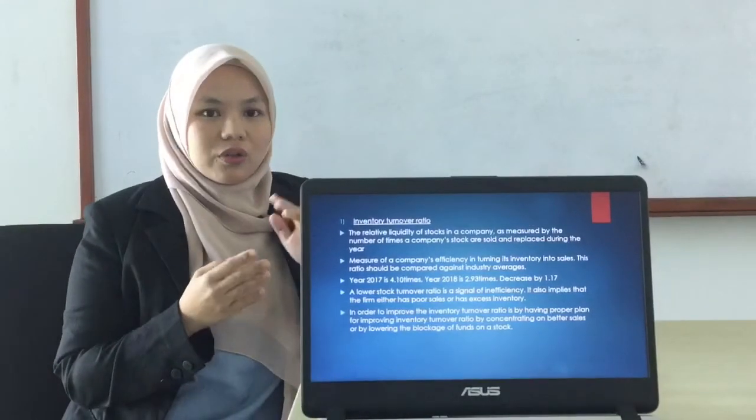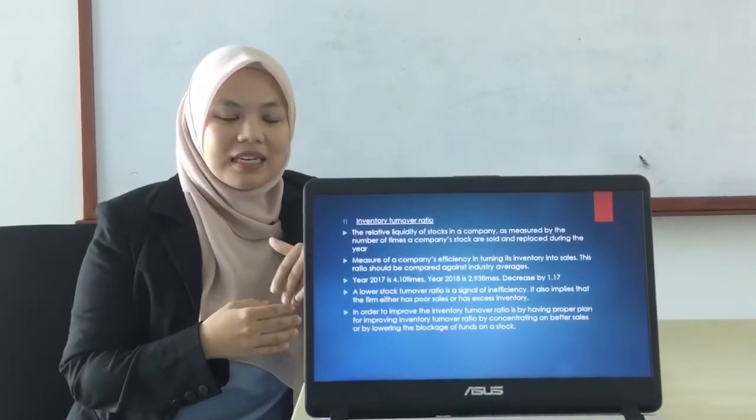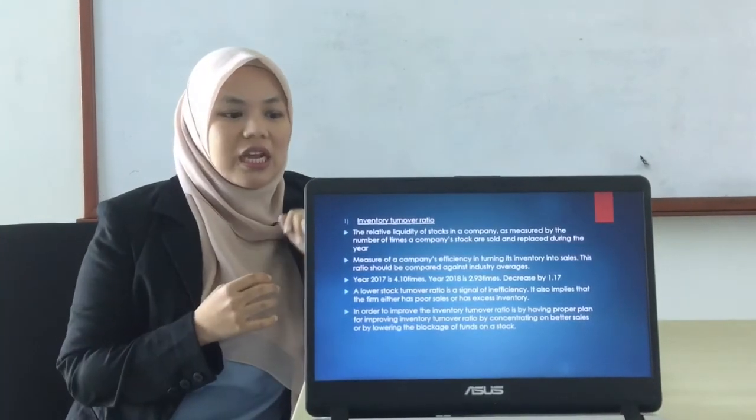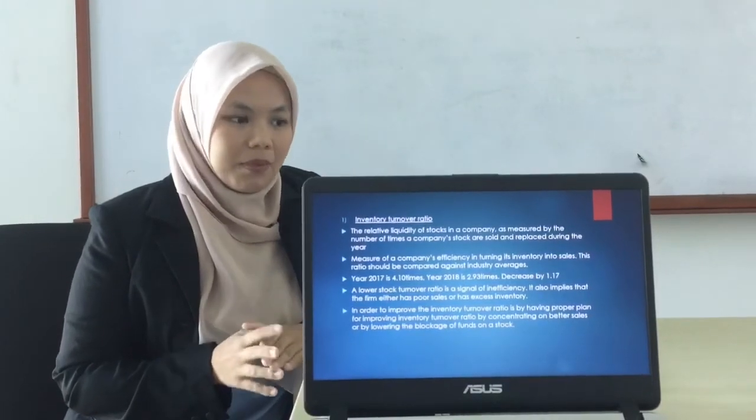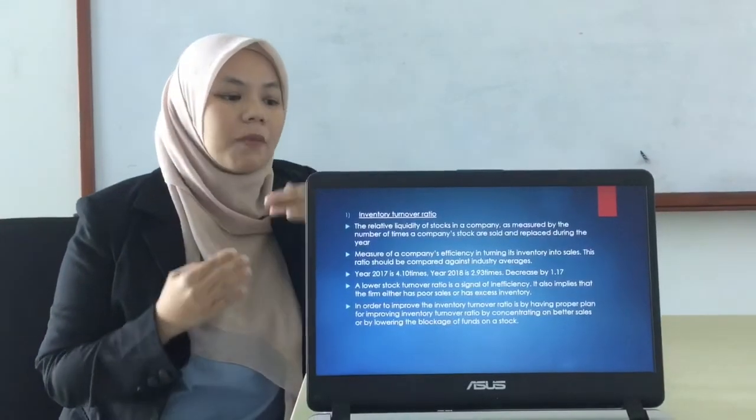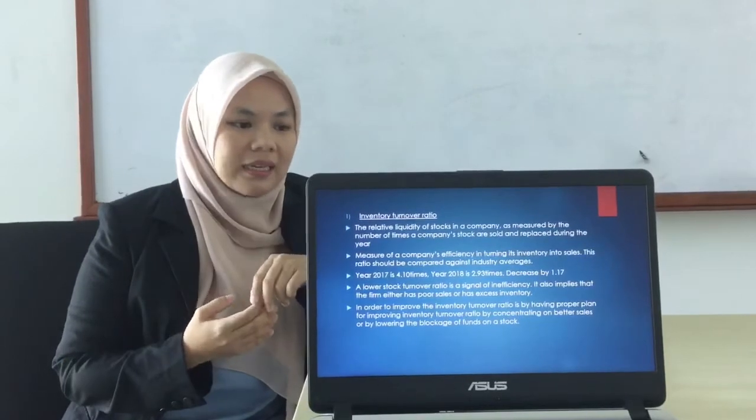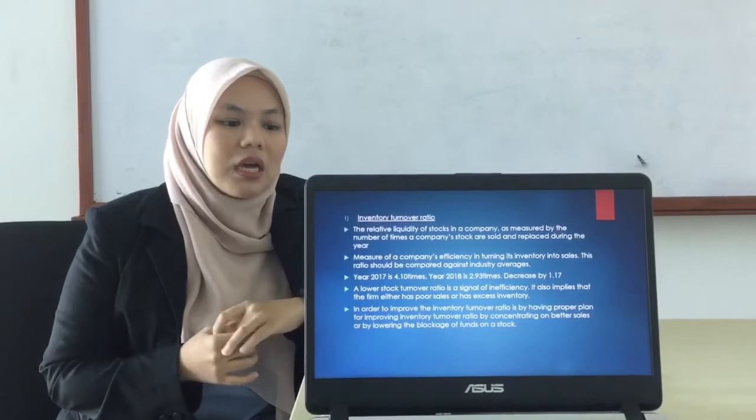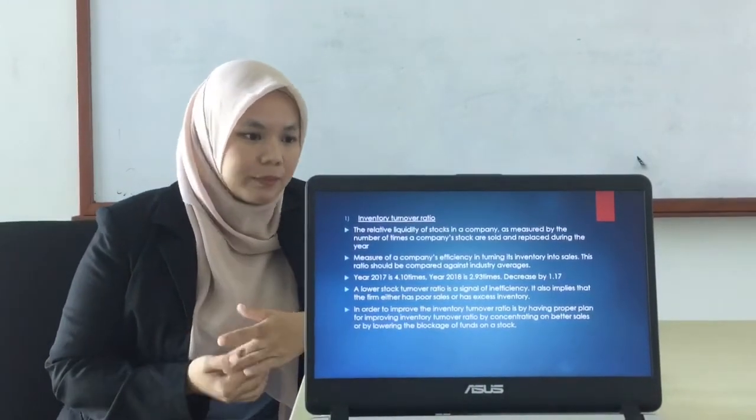Inventory turnover ratio is also a measure of a company's efficiency in turning its inventory into sales. This ratio should be compared against the industry average. For Pharmaniaga, their inventory turnover ratio for the year 2017 is 4.10 times. Meanwhile, for 2018, their inventory turnover ratio is 2.93 times. From this, we can see a decrease of 1.17 times.